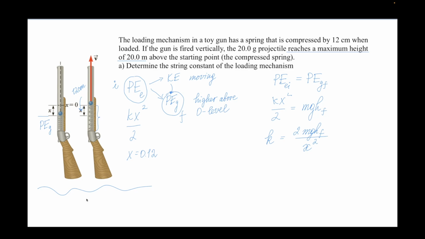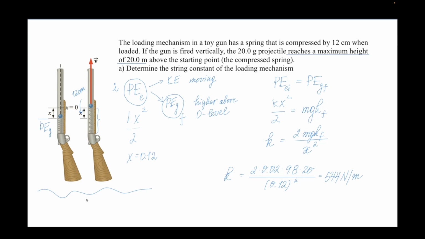All right, so now let's plug in the numbers. k is going to be 2 times 0.02 times 9.8 and times 20 for final height. And I'm dividing that by 0.12 squared. Plug in your calculator. Gets me 544 newtons per meter. That is the k of the spring.